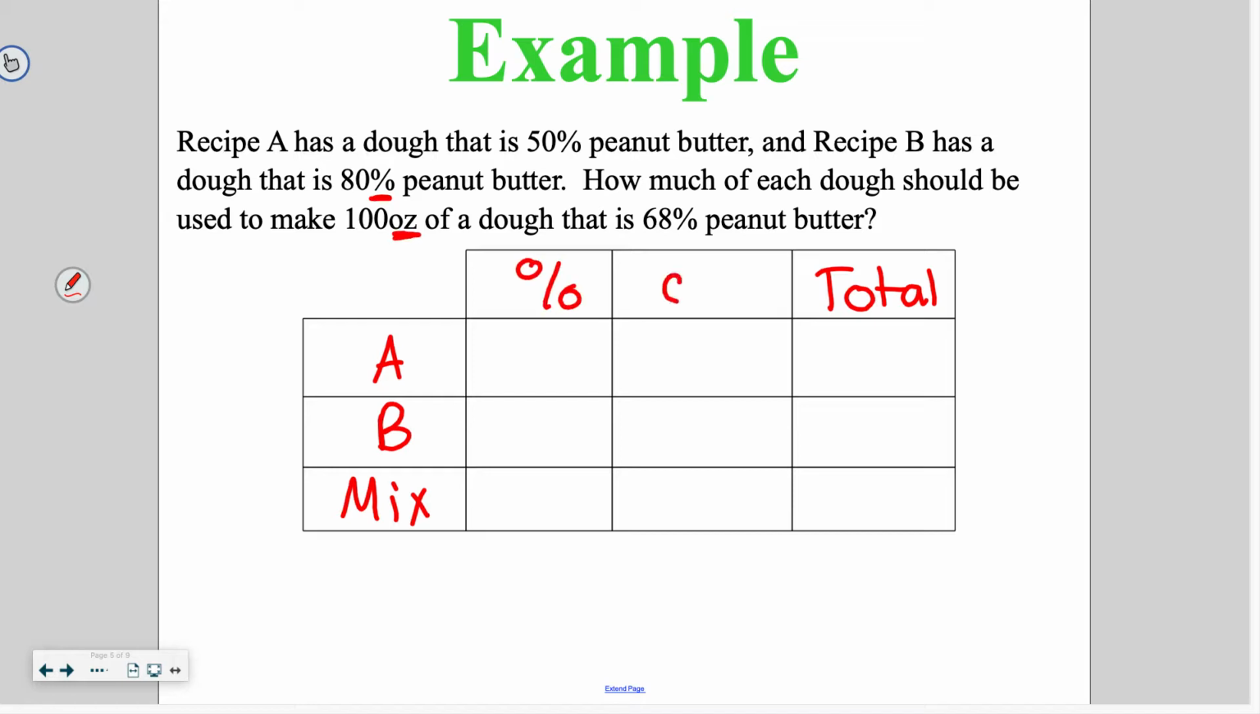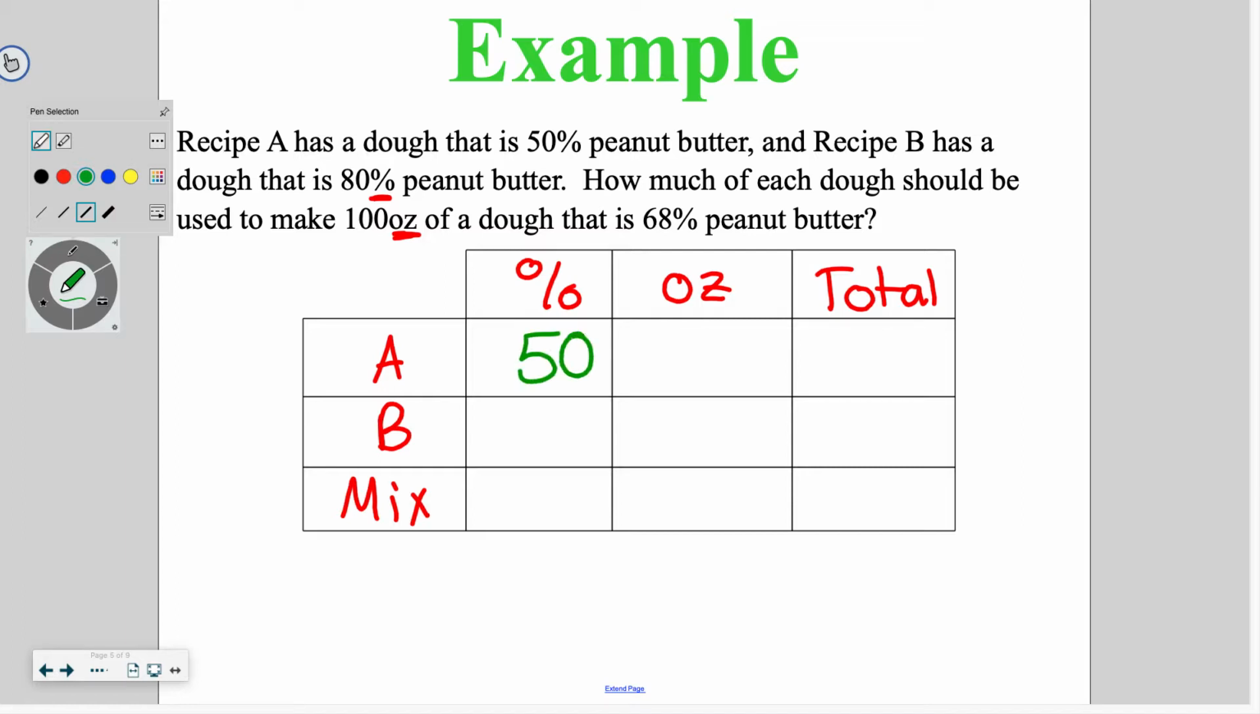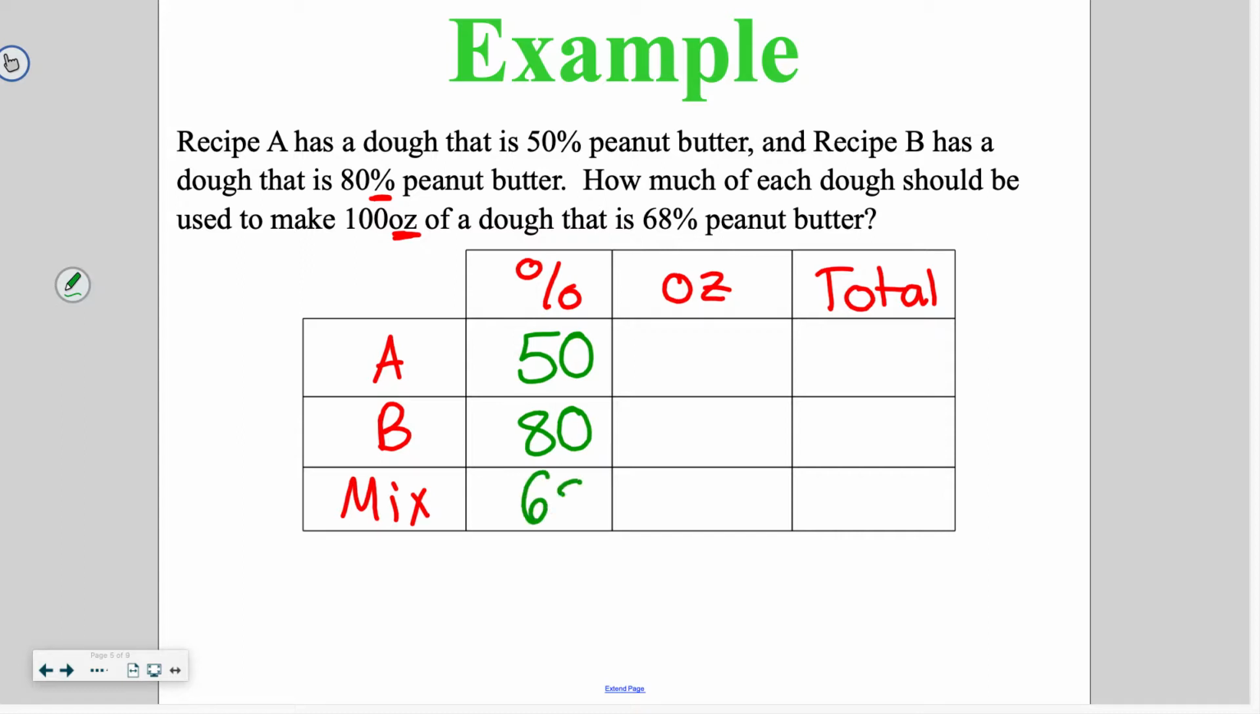So we've got percent and ounces. Filling in our information, we know that recipe A is 50% peanut butter and recipe B is 80%, and we want our mix to be 68%. So we're able to fill in all of those. It also tells us that we want 100 ounces of the mix. So now we have to figure out how to fill in the remaining part of our ounces.